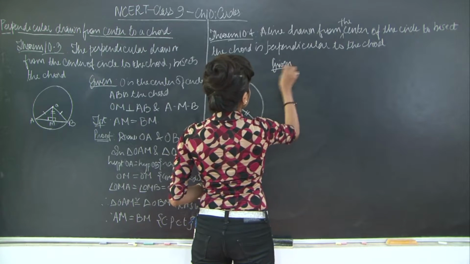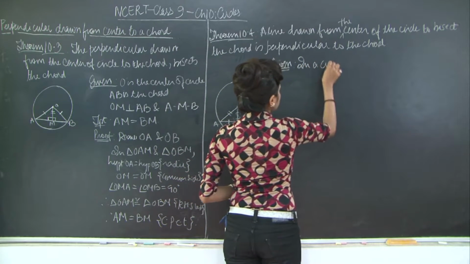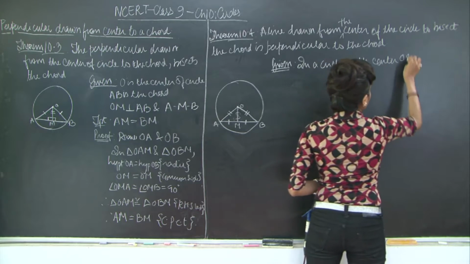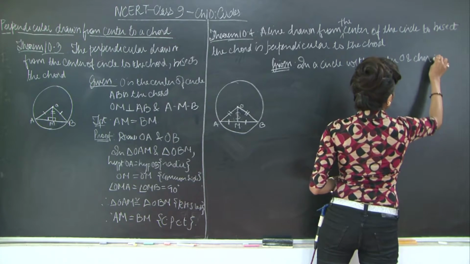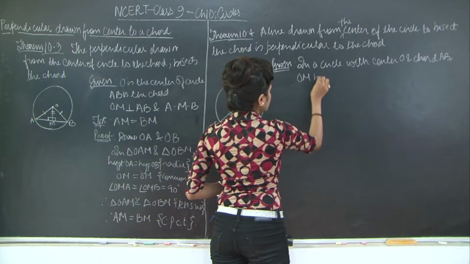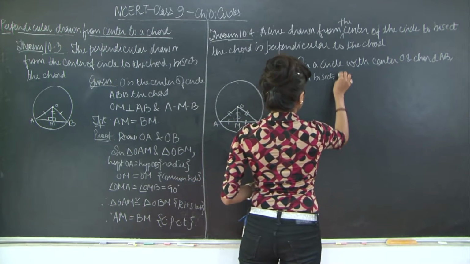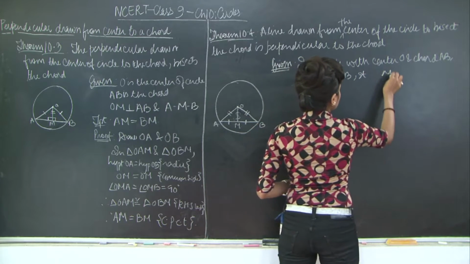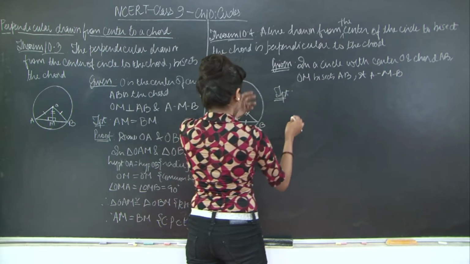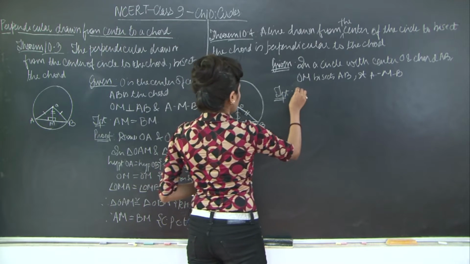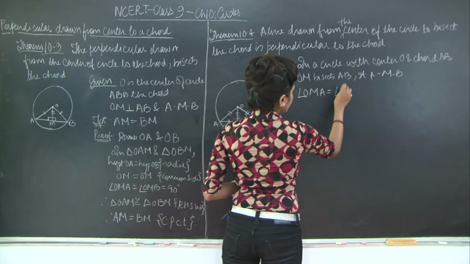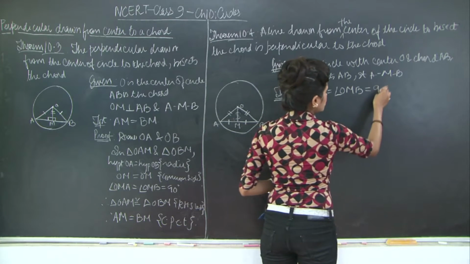Given: in a circle with center O and chord AB, OM bisects AB such that M lies between A and B. To prove that angle OMA is equal to angle OMB is equal to 90 degrees.